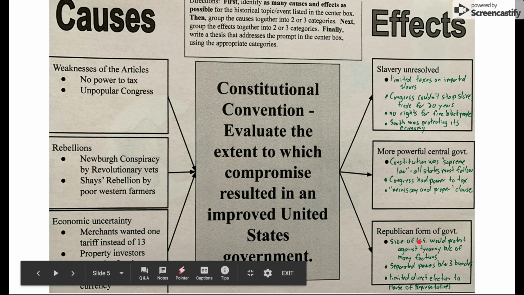So, Madison argues in the Federalist Papers that the size of the United States actually would protect against tyranny because there'd be so many different groups of people competing for influence that no one group would be able to dominate. So it allows this idea of a republic to exist. And Madison defends that in Federalist number 51.